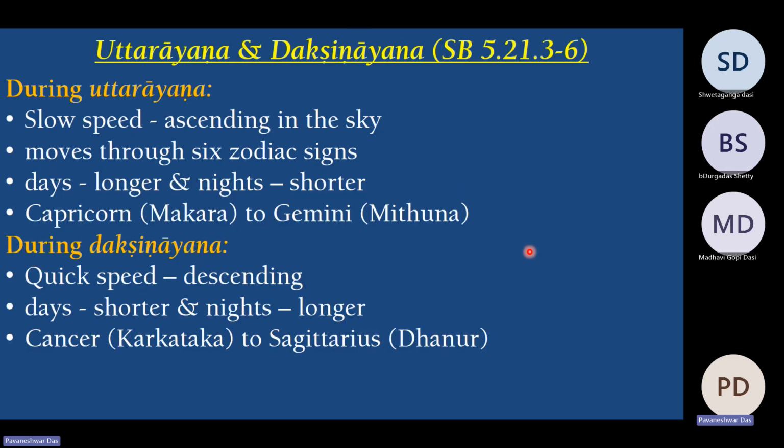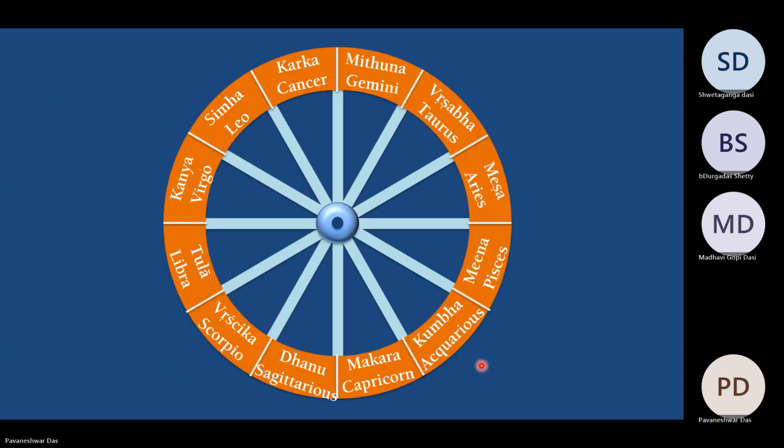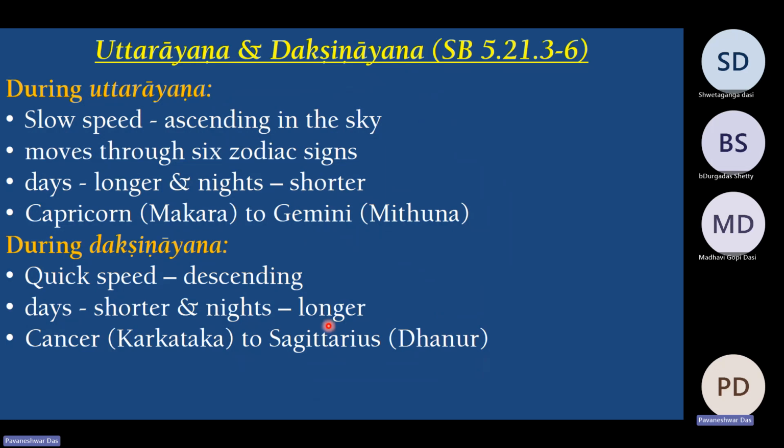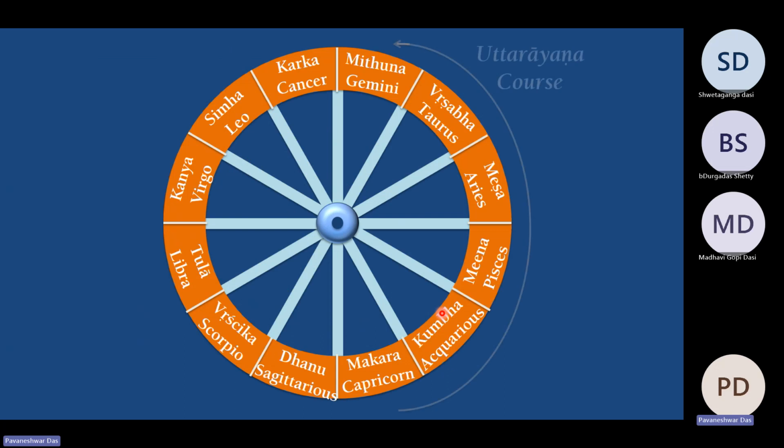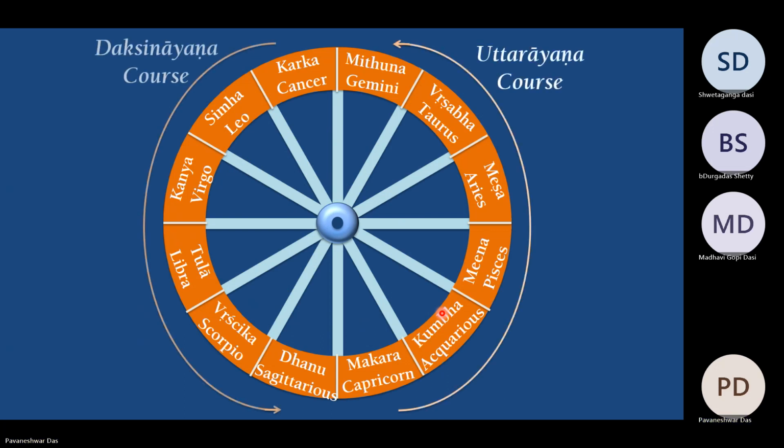Similarly, during Dakshinayana, with quick speed descending, the days become shorter and nights become longer. And the sun moves from Karkataka to Dhanu. So this concept of days becoming longer, nights becoming shorter, days becoming shorter, nights becoming longer, we'll discuss later. So Makara to here, Uttarayana, Karka to Dhanu, Dakshinayana.